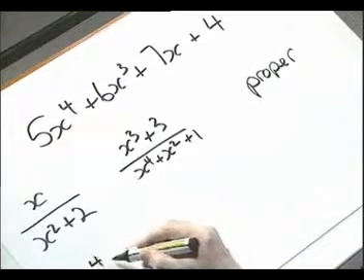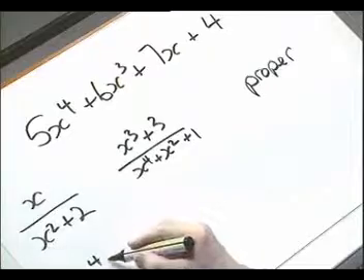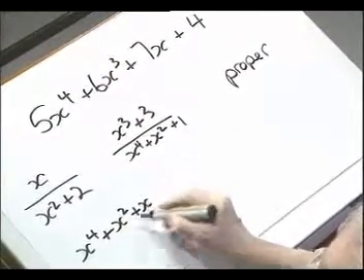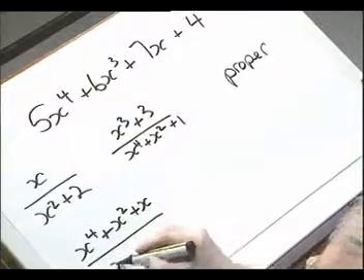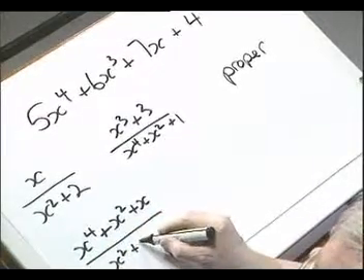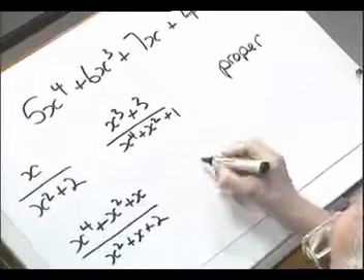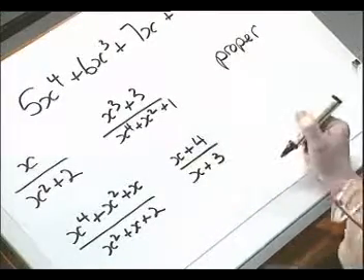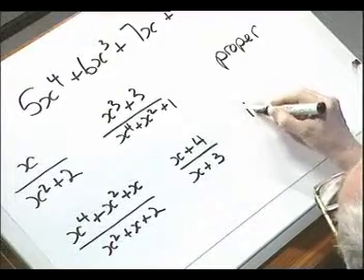With other fractions, the polynomial may be of higher degree in the numerator. For instance, x to the fourth plus x squared plus x over x cubed plus x plus 2, or it may be of the same degree, such as x plus 4 over x plus 3. We call these improper fractions.